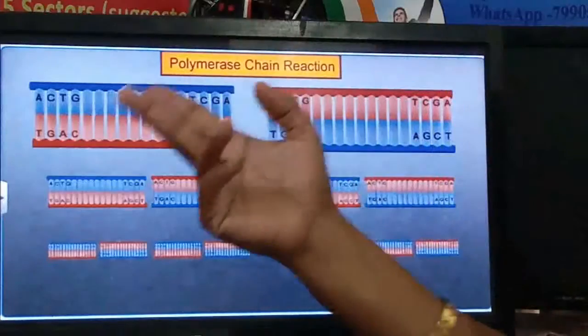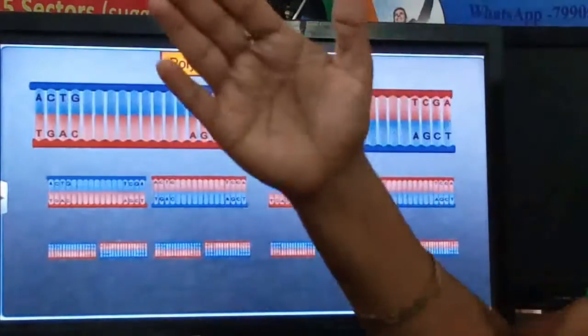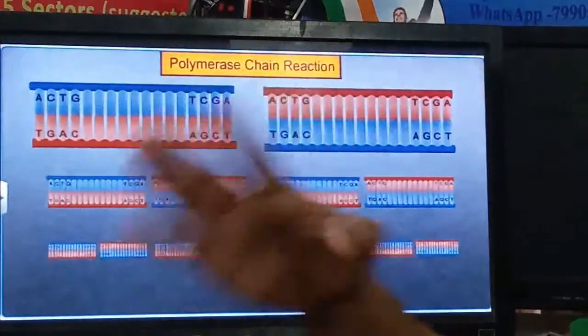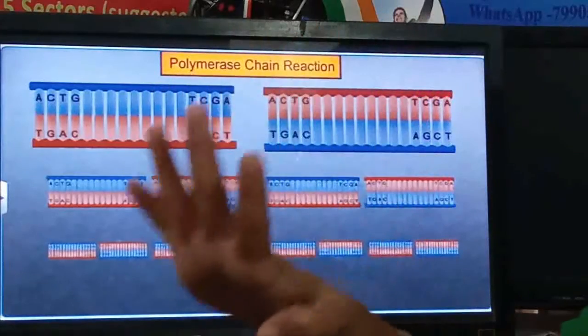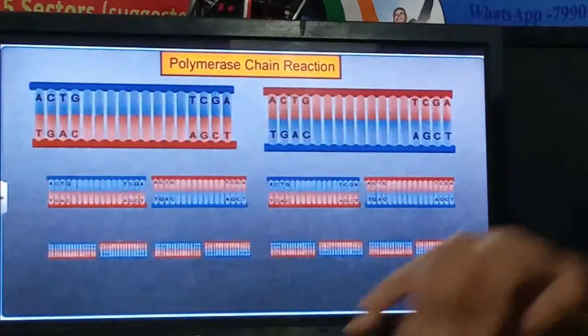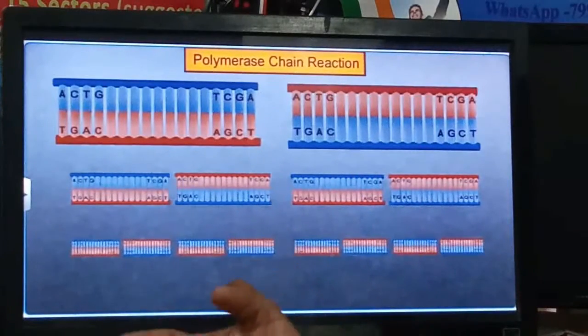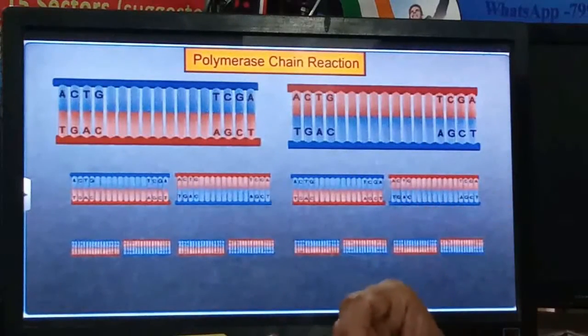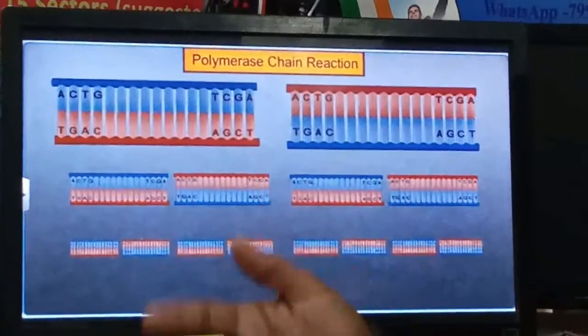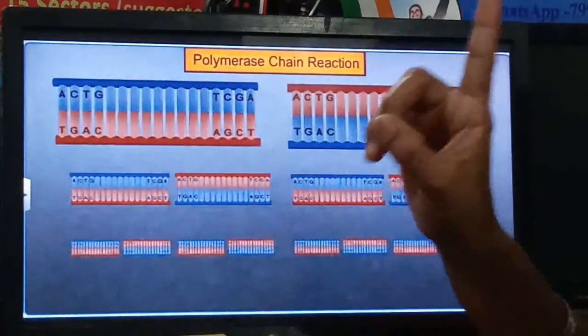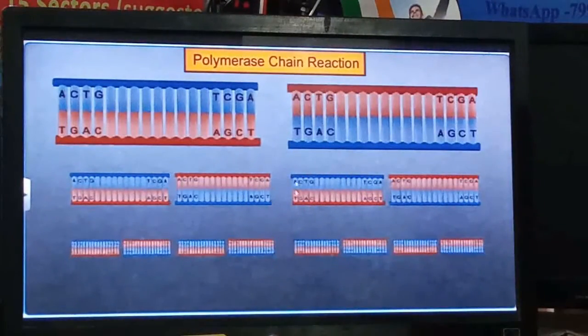Again these two DNAs will be heated, break, hydrogen bonds open. So 4 strands we are getting, from those 4 strands 8 DNAs, and in this way it goes on increasing. So in this way, if you do 30 cycles repetitively, you will get billions of DNAs from the one DNA.